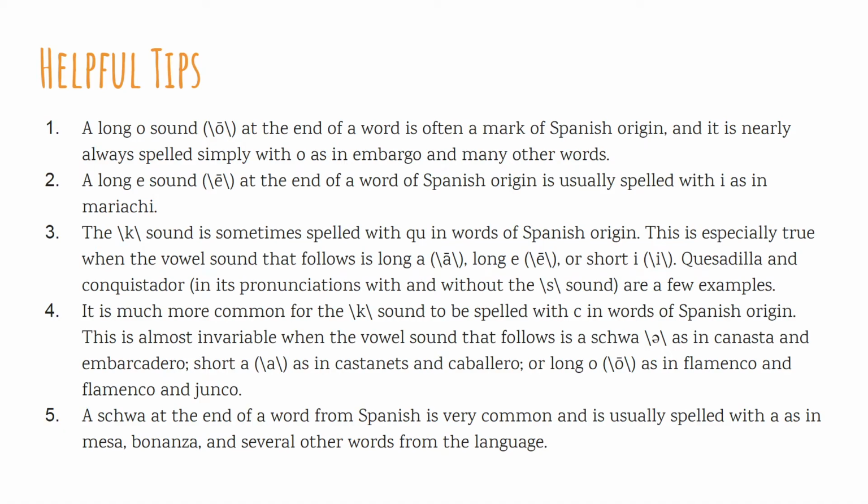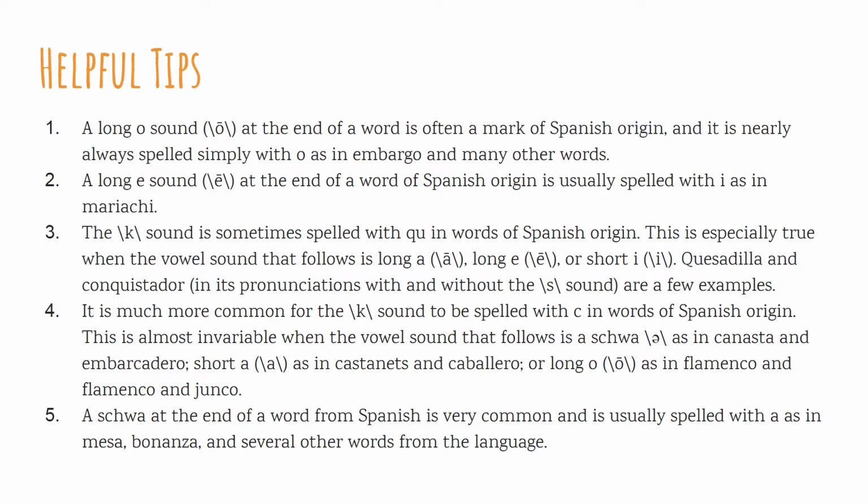This is almost always true when the vowel sound that follows is a schwa, as in canasta and embarcadero. Or in the short A sound, as in castanets, caballero, or the long O sound, as in flamenco and junco. So just keep in mind, if the K sound is followed by a long vowel, then it's going to be spelled QU, and if it's followed by a short vowel, then it's going to be spelled with C.